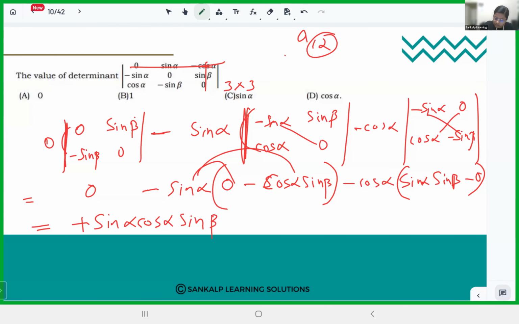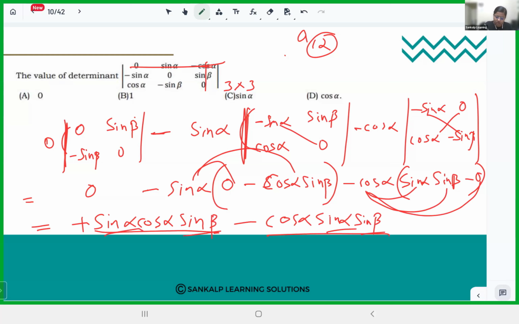Now, what is the value here? Cos alpha sine alpha sine beta. Then cos alpha into 0 is 0. So the value, the both are same: sine alpha, sine beta, cos alpha. Both are same, so what is the value? Value is nothing but 0. So which is the option? First option. A option is right.